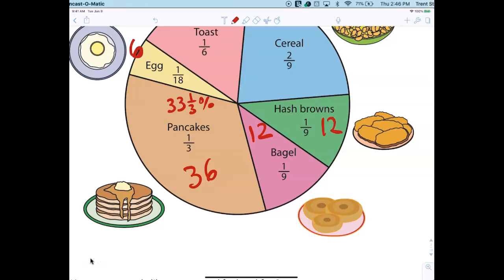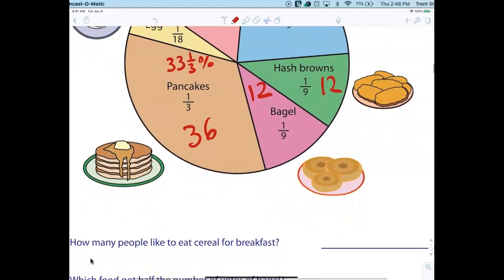What was it? Tell me what comes up on your calculator. Right. So what percent is that, though? There you go. 1/9 is 11 and 1/9%.